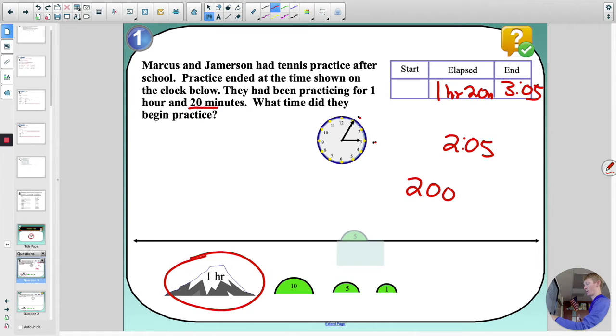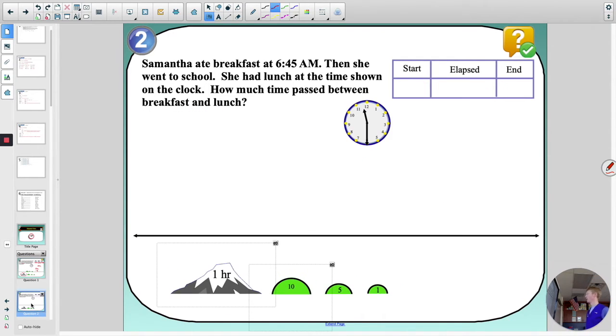So I took away 5 minutes. And then I'm going to take away the remaining 15 minutes. Okay, so another 15 minutes I'm going to take away. And that should put me at 1:45. So 1:45 would be the start time of practice. So I went back an hour and 20 minutes. All right, here's another example.